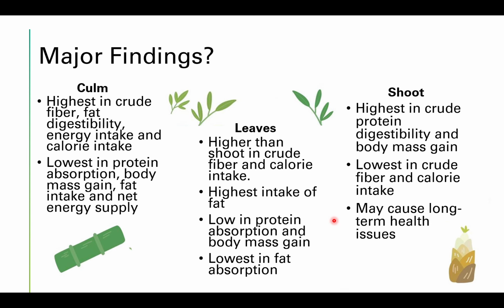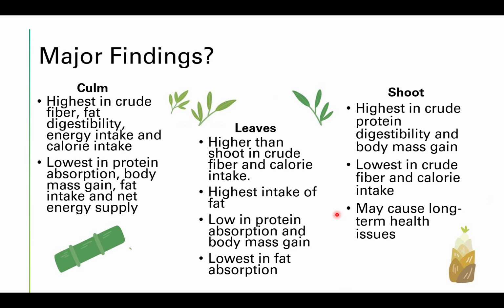Shoots are the group that has the highest crude protein, and they had the highest body mass gain. So when pandas were measured after their diets and after eating, they had the most growth and weight gain from eating just shoots. But they are also the lowest in crude fiber and calorie. And the paper also mentions that eating only shoots can lead to a long-term health risk for these pandas.